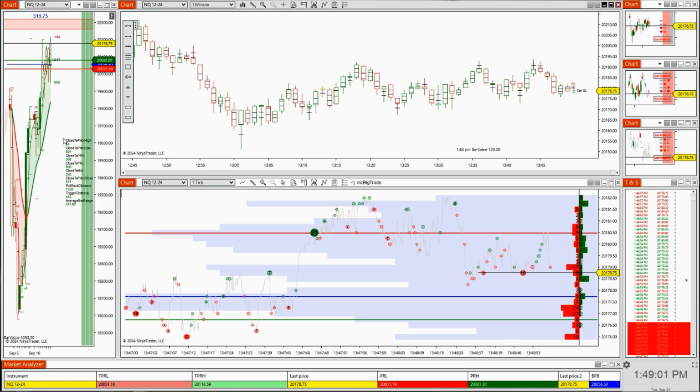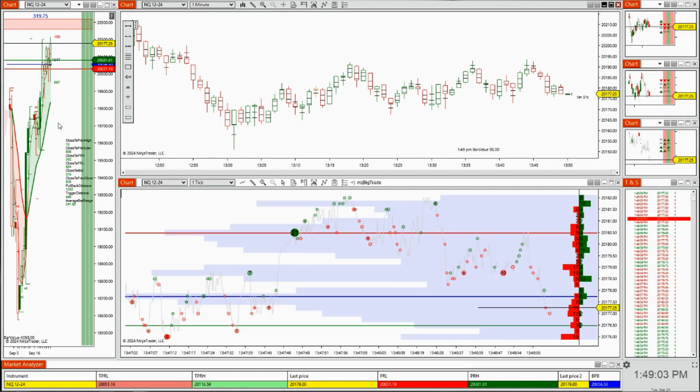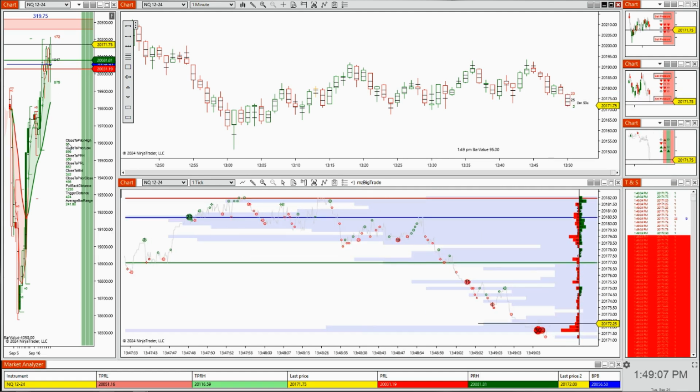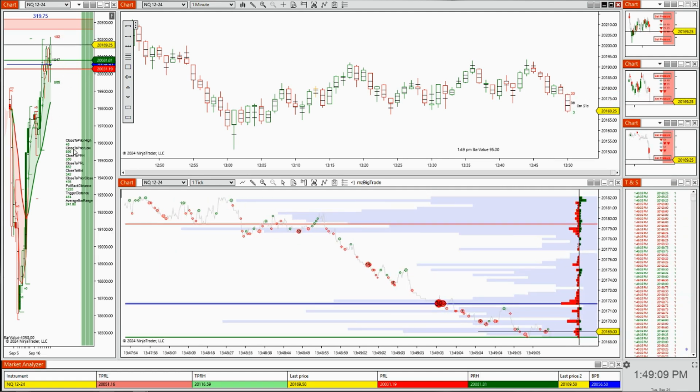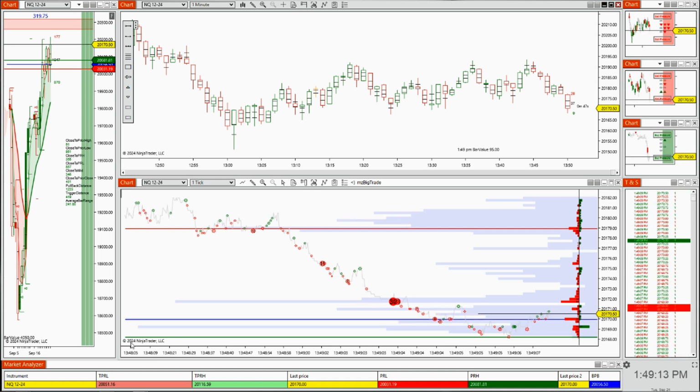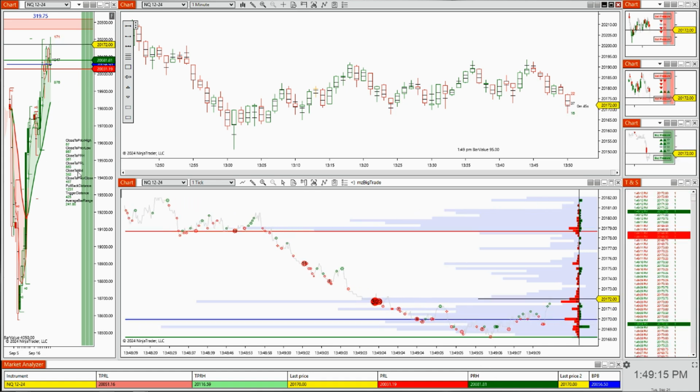We got our prior bar's high, okay, and we got the prior bar's low. So it's going to tell you how many ticks away you are from yesterday's high or yesterday's low. And then, of course, the pivot range high, which is your market analyzer, and your pivot range low.